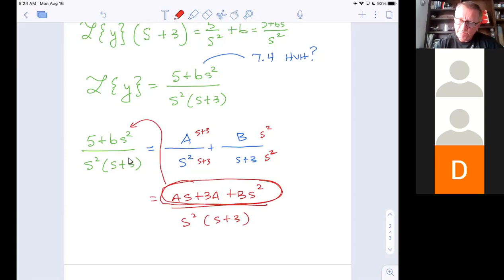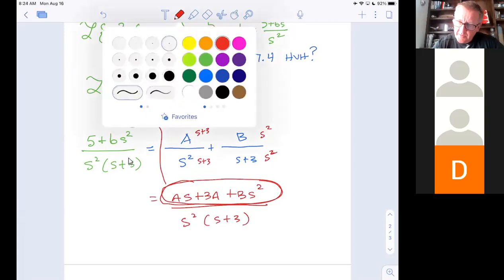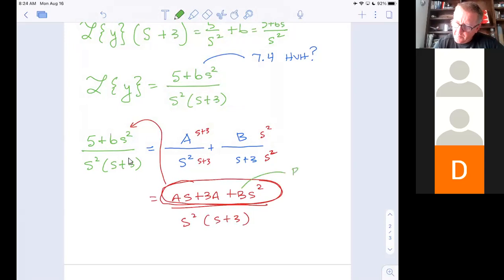The only way that's going to happen, since I only have an S squared term, is that I automatically know B has to be 6, because then I would have 6S squared. Great. A has to be 0, but it can't be. Why does A have to be 0? Because there's no S term up there. So you'd have to make A equal to 0. But then over here, we need A to be 5/3, don't we? We need A to be 5/3 so that it can produce this 5 up here. And so we have a contradiction. There isn't a way to make that happen. Do you see the issue there?